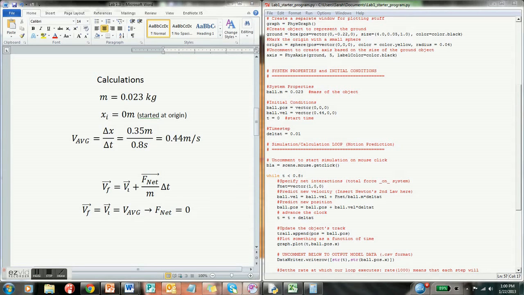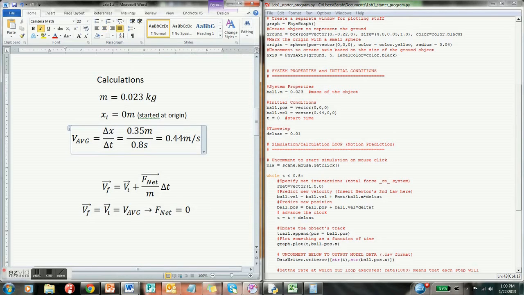To predict motion, I used the computer model to the right. I needed the mass of the toy, which I found to be 0.023 kilograms, the initial position, which I set at 0. You can see all of this outlined to the right. And the average velocity, which I found to be 0.44 meters per second. I found that using the displacement in the x direction of 0.35 meters divided by the total time elapsed, 0.8 seconds.